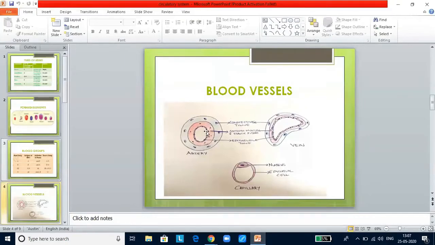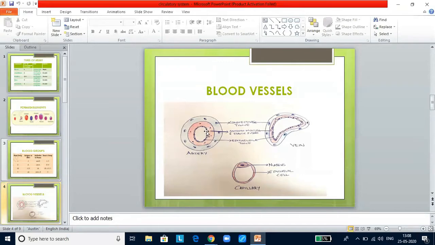So the artery, vein, and capillaries are the blood vessels. Arteries are thick-walled blood vessels. They carry the blood away from the heart to various parts, are deeply seated in the body, and have no valves in them. They carry oxygenated blood, except the pulmonary artery, which carries deoxygenated blood to the lungs. Blood flows at high pressure with high speed.